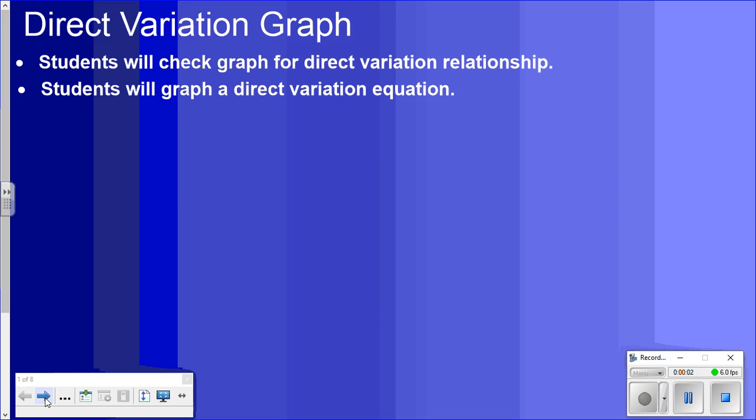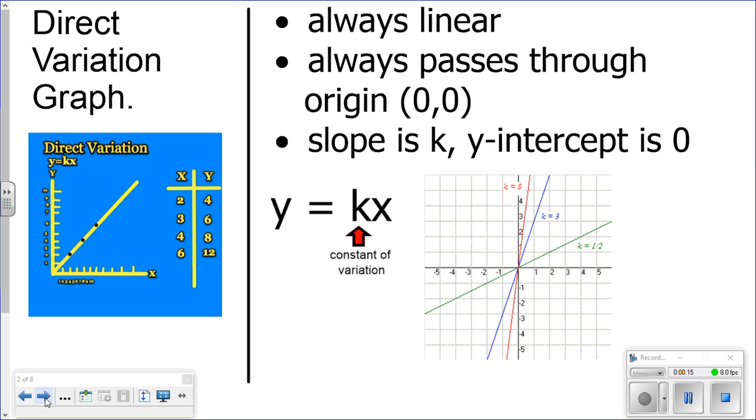In this lesson, we'll be discussing the direct variation graph. By the end of the lesson, you should be able to check a graph and see if there's a direct variation relationship, and be able to graph a direct variation equation. So the direct variation graph is always linear. It always passes through the origin, so the 0, 0 point. The slope or rate of change is the k, and the y-intercept is always 0.